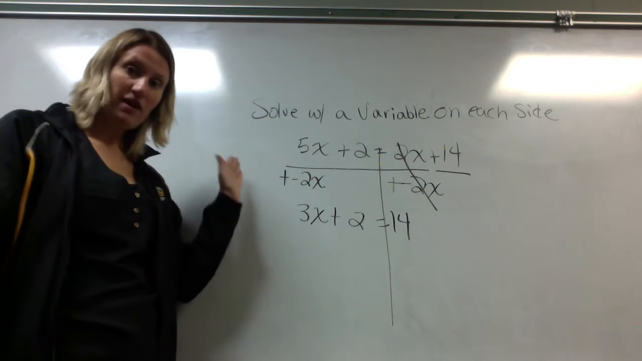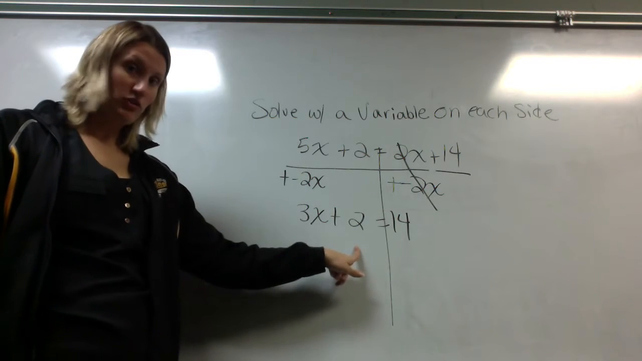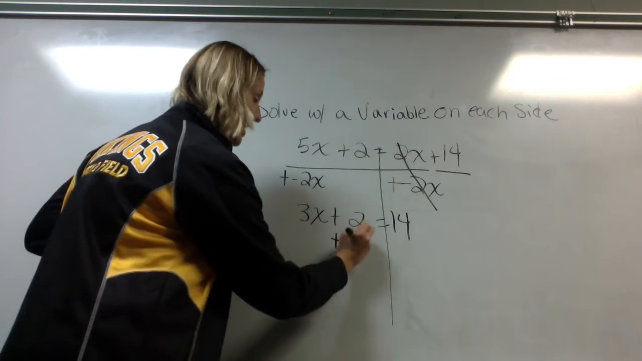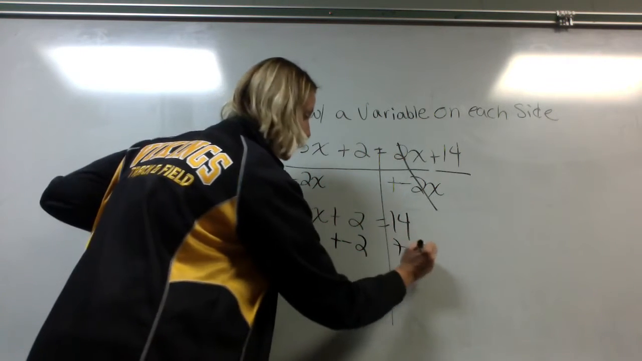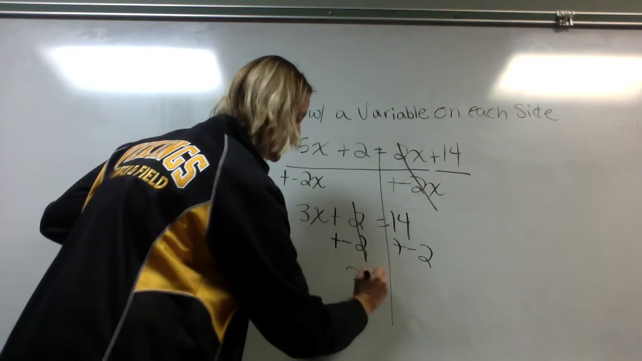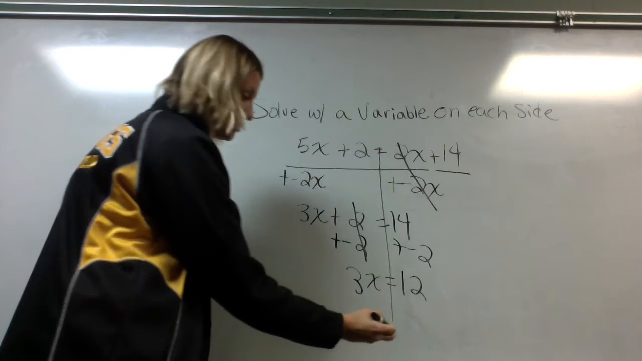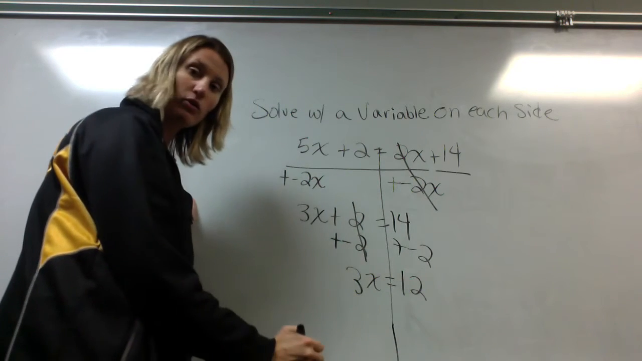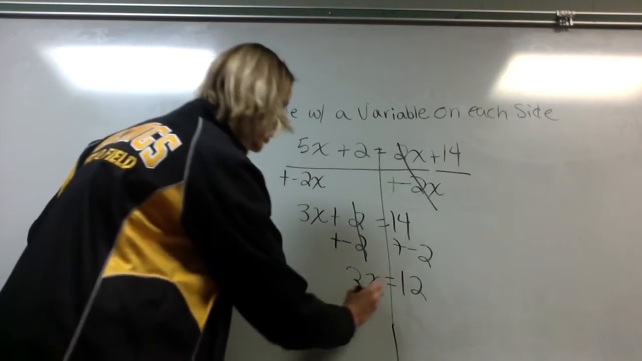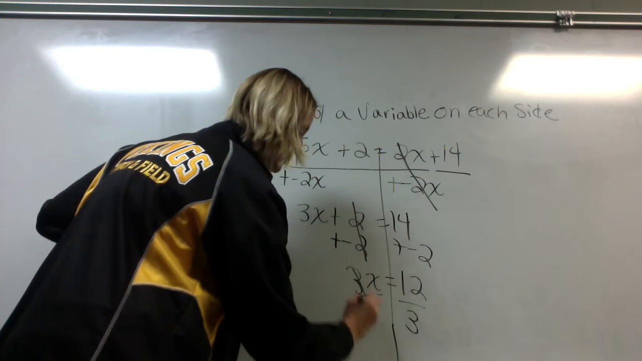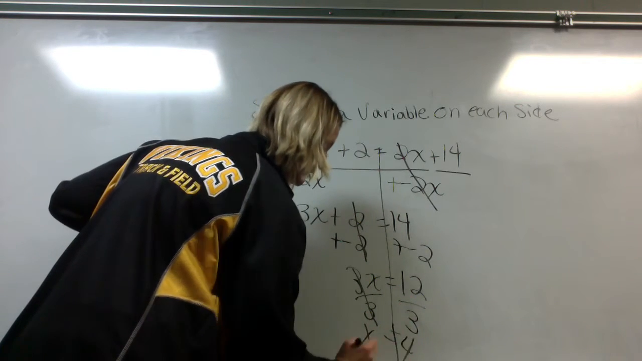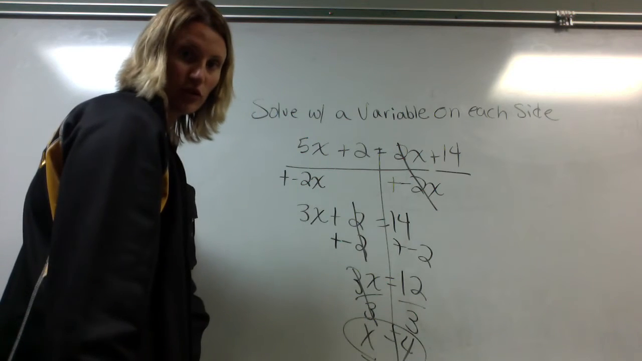Again, we have to do order of operations in reverse. We undo the addition first. Again, we're going to add the opposite and balance our scale. That will give us 3x equals 12. This is now multiplication. You may multiply by the reciprocal or use division, whichever method you prefer. Undo the multiplication, and we have that x equals 4.